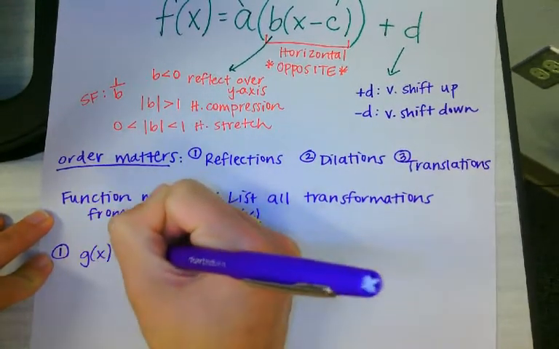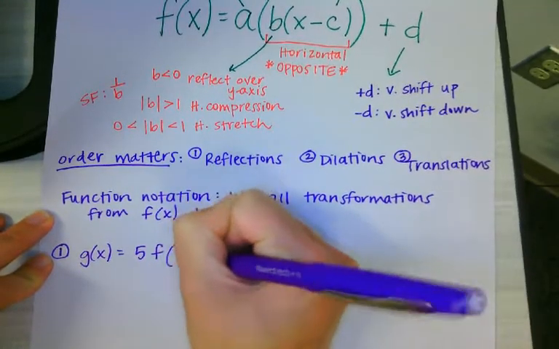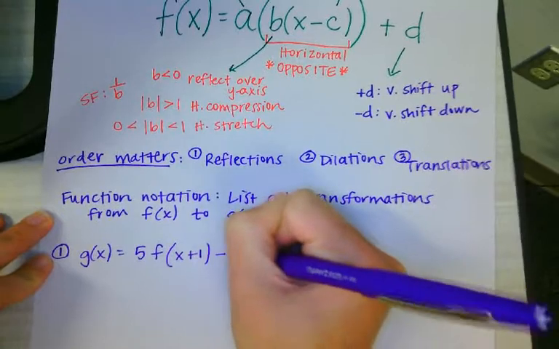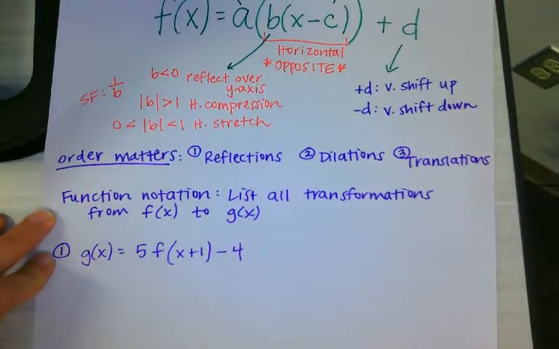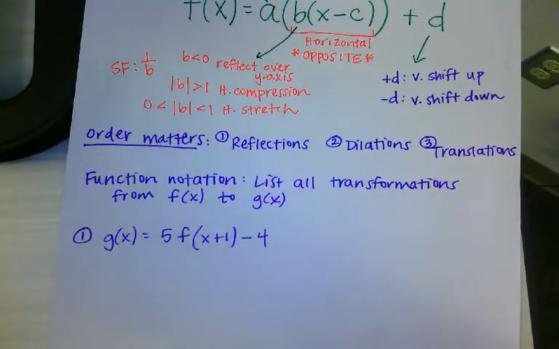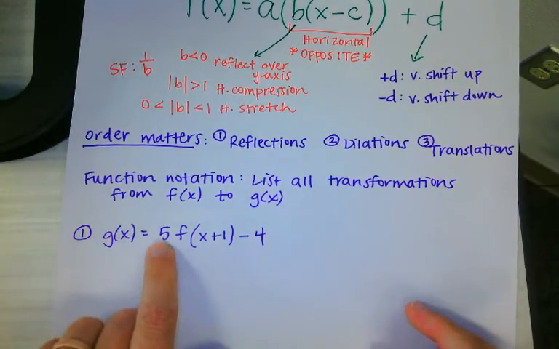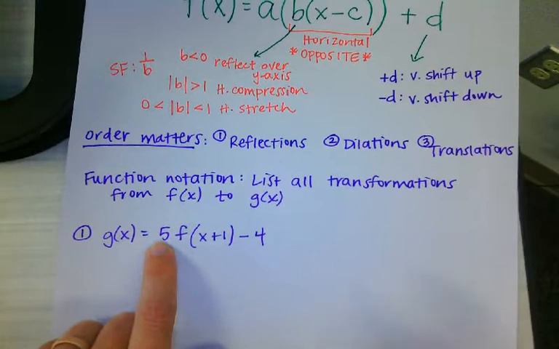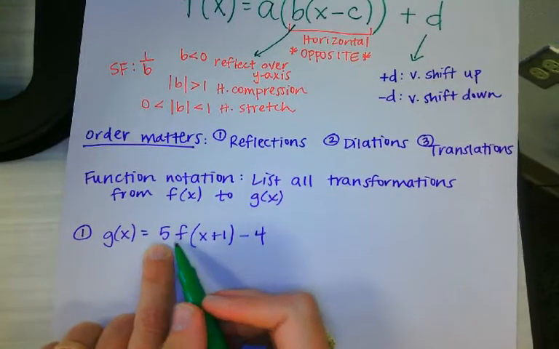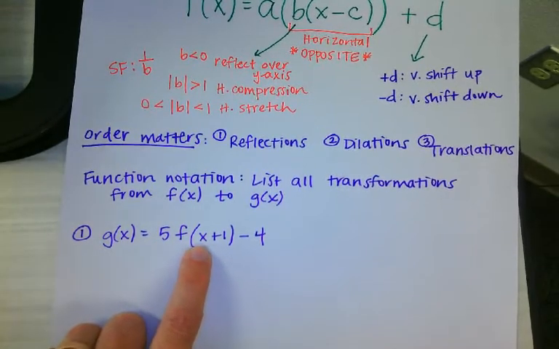So here's our first example. g of x equals 5 times f of x plus 1 minus 4. Okay, so the first thing I always look for are if I have any reflections. So I'm going to look for a reflection in front with my a value. If it's not negative, there's no reflection. Then I'm going to go look with my x's. Since there's no negative with x, there's no reflection there.